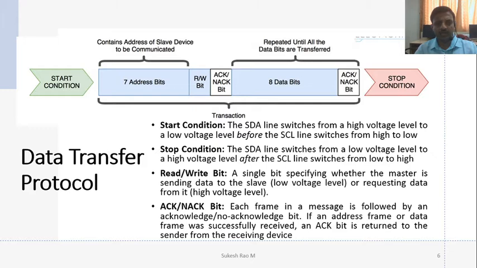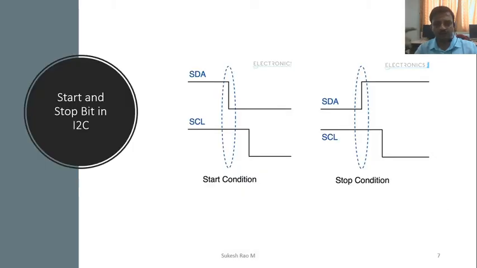So let's look in detail at the start condition. In I2C, whenever the SDA line goes from high to low while SCL remains high, that is a start condition. SCL should be high, and SDA goes from high to low. Whereas when SCL is high and SDA goes from low to high, it is a stop condition. This is how we discriminate between start and stop conditions.